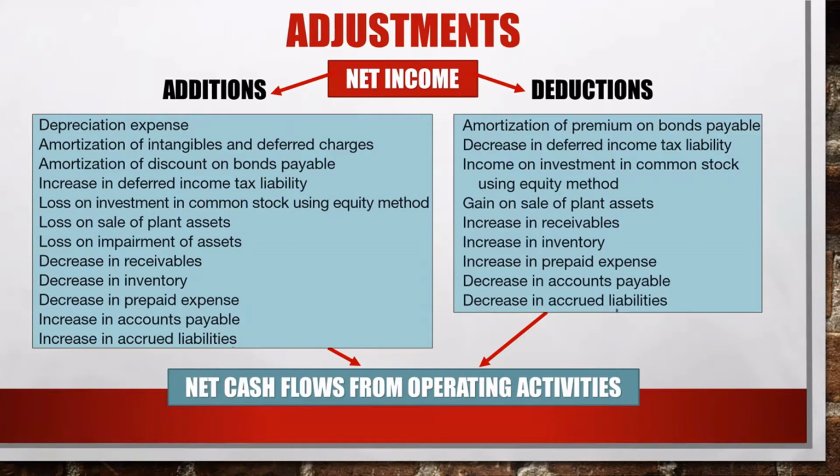The full cash effect of the transaction resulting in the gain or loss is presented as an investing or financing activity in the statement of cash flows. For example, the sale of a building is presented as an investing activity. The retirement of debt is presented as a financing activity.